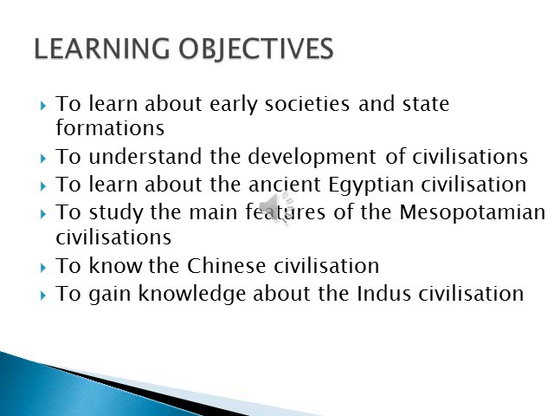First, learning objectives. What are the things we are going to learn in this lesson? First, to learn about early societies and state formation. Society means people in any country or area who share their customs and laws. People in an area who think of themselves as a group and share their customs and laws, it is called a society.